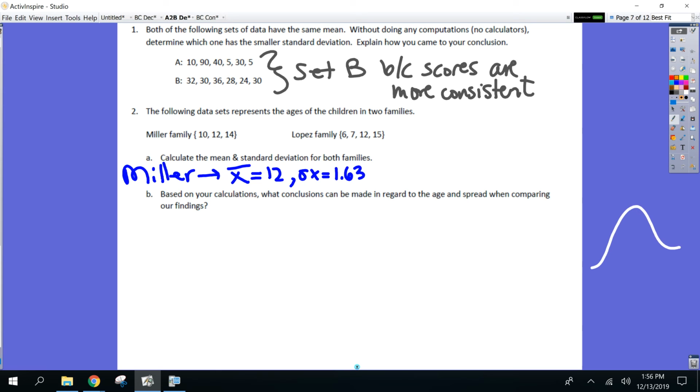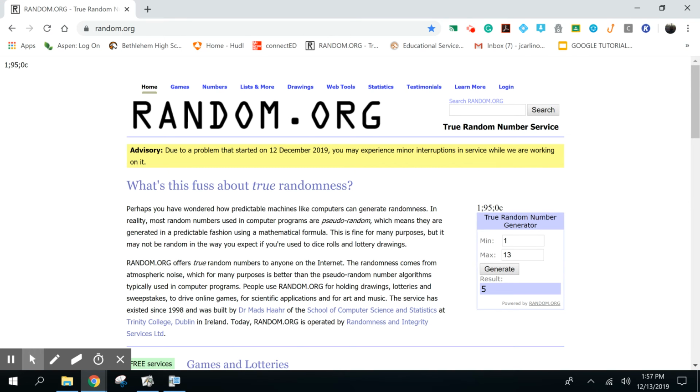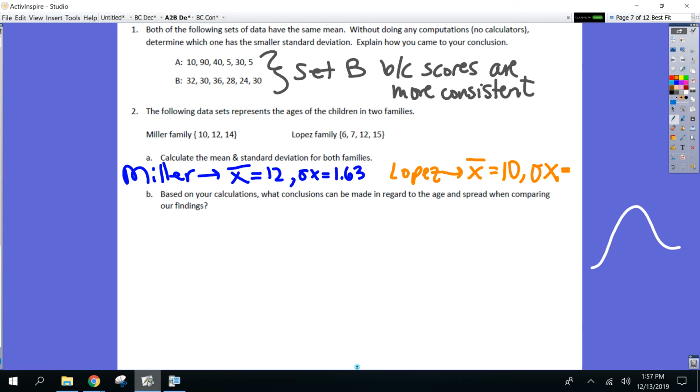All right, can you guys go do it for the Lopezes now? We can do the mean real quick. The mean is the average age of the Lopez kids, 10. And then go ahead and build a new list. And let's see what their standard deviation is. Nearest hundredth. When you get it, let me know. Standard deviation for the Lopez family. Yes. 3.67.